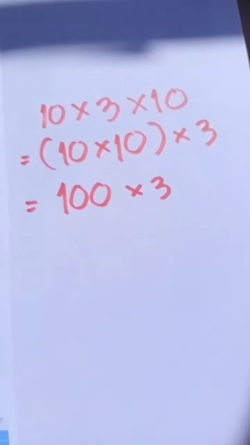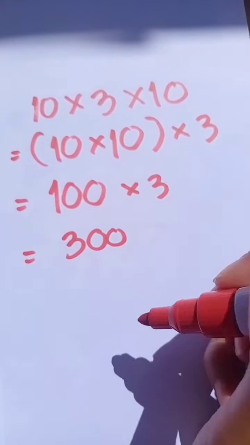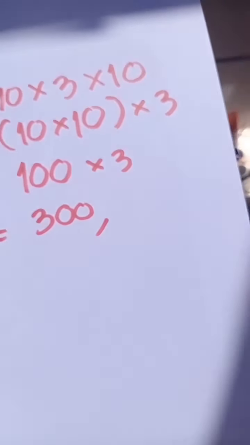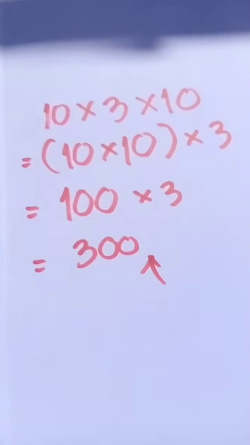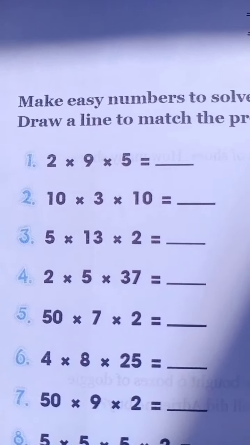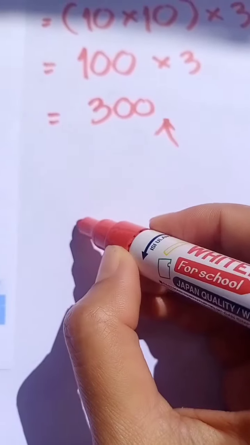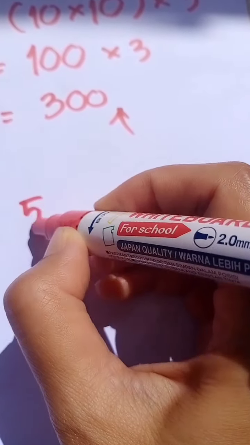Excellent. And times 3. And again, with this, you just add the number of zeros. 3 and then the 2 zeros, which is 300. 100 times 3 is 300, right? And then you write down the answer there. Let's try the next one.